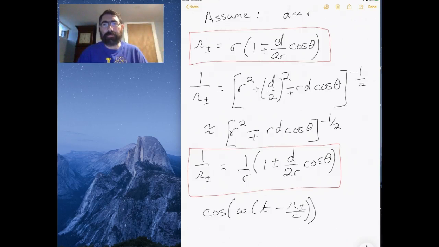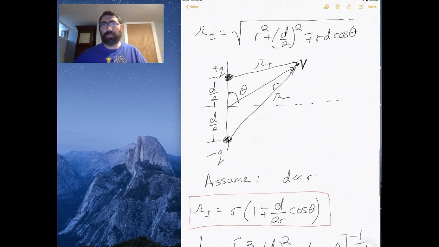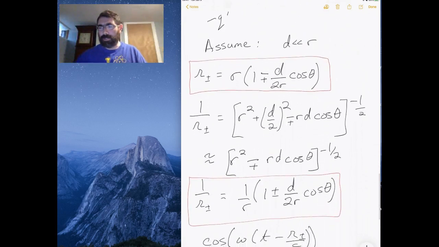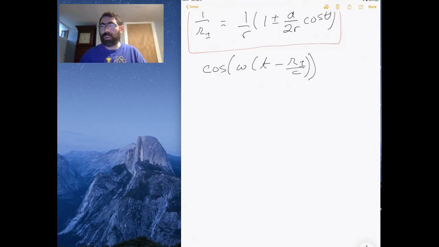In this video, we are going to continue the discussion of finding radiation from an oscillating electric dipole. What we came up with now is some approximations for these distances, r plus and r minus, basically the distances of the charges to the point in space where we're measuring V. Where we left off is how we are going to handle the cosine right here.